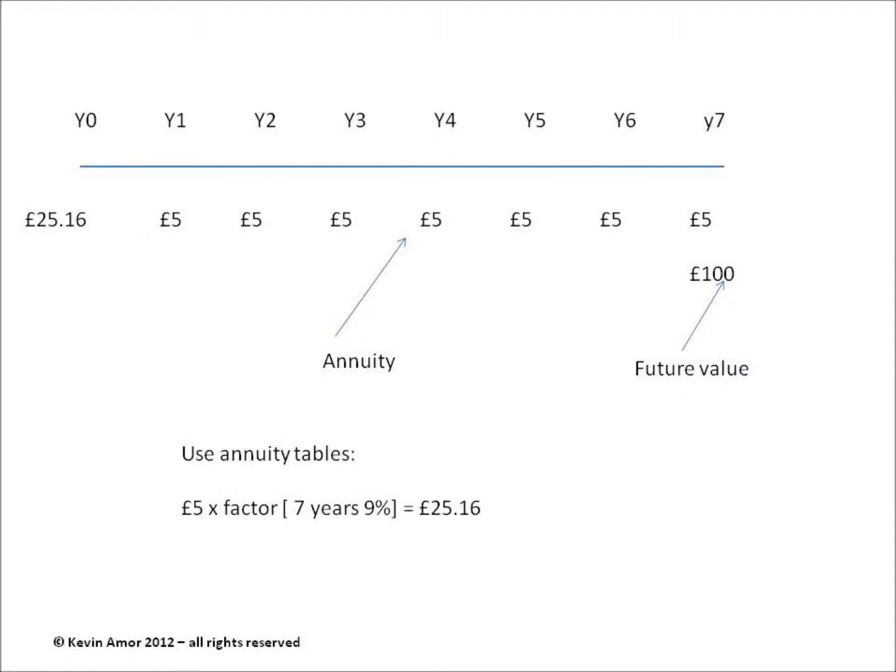So if we use our annuity tables, we multiply the regular amount, the £5, by the factor from the annuity table. So we look up 9% for 7 years, multiply that by 5, and we find it's £25.16.